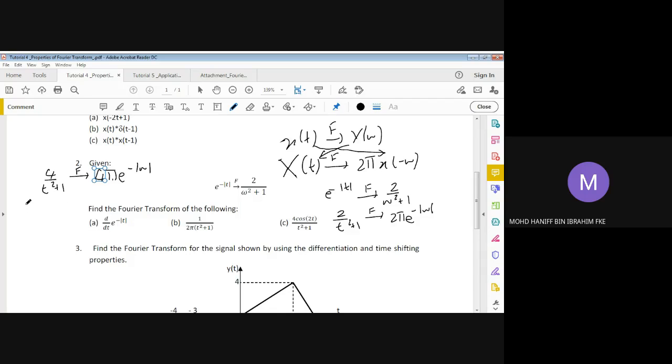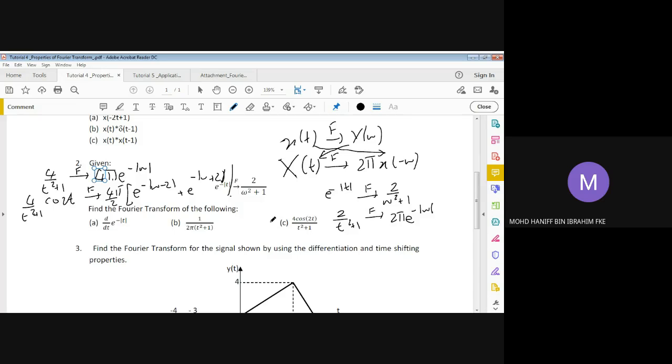Since we have a multiplication with the cosine of 2t, this should be based on the property of modulation. So when we have 4 over t squared plus 1 multiplied with cosine of 2t, the Fourier transform for this will be equal to 4 pi divided by 2. Modulation states that we will have exponential negative modulus of omega minus 2 plus exponential negative modulus of omega plus 2. So that should be the answer for part C.